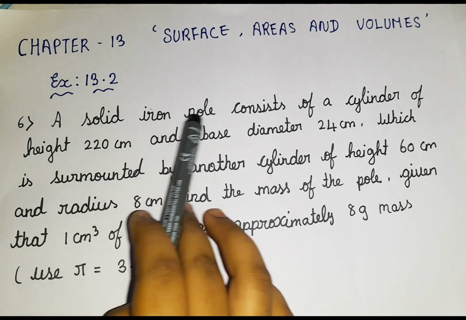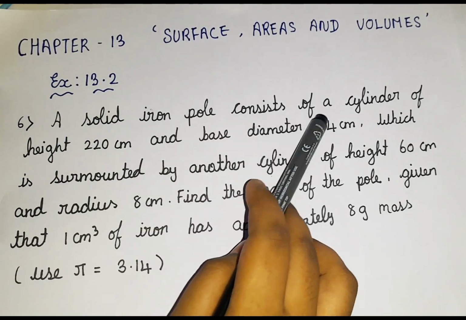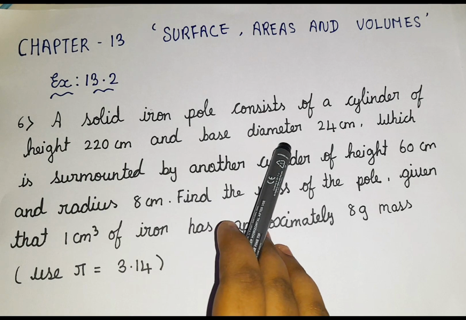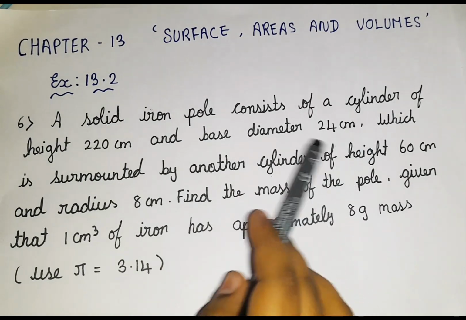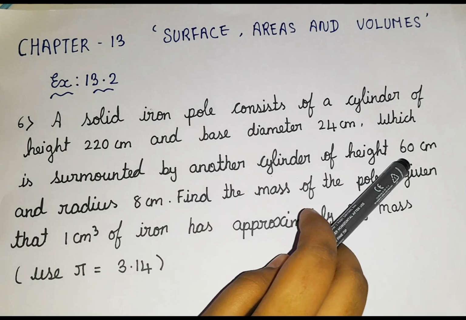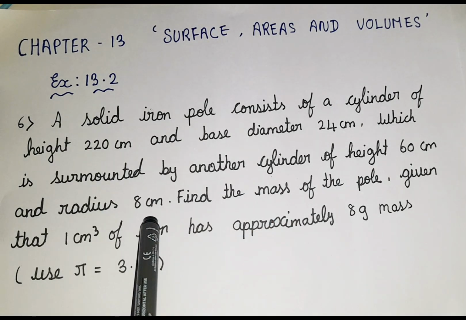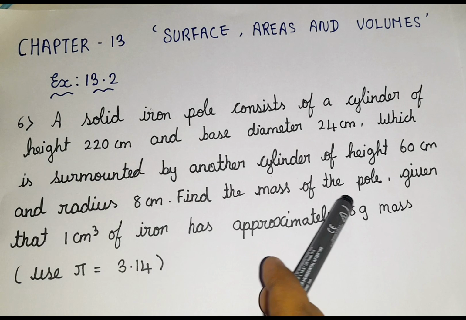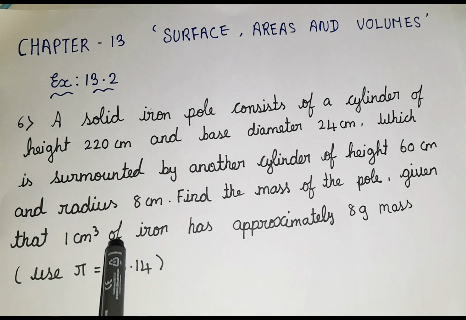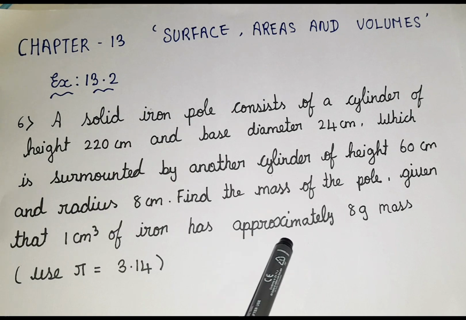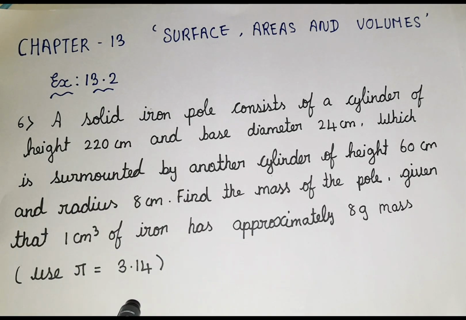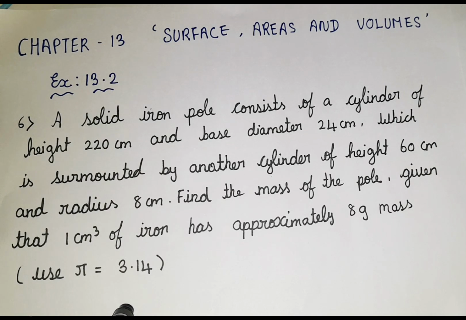A solid iron pole consists of a cylinder of height 220 cm and base diameter 24 cm, which is surmounted by another cylinder of height 60 cm and radius 8 cm. Find the mass of the pole given that 1 cm cube of iron has approximately 8 gram mass. So, we are supposed to use pi value as 3.14, okay.